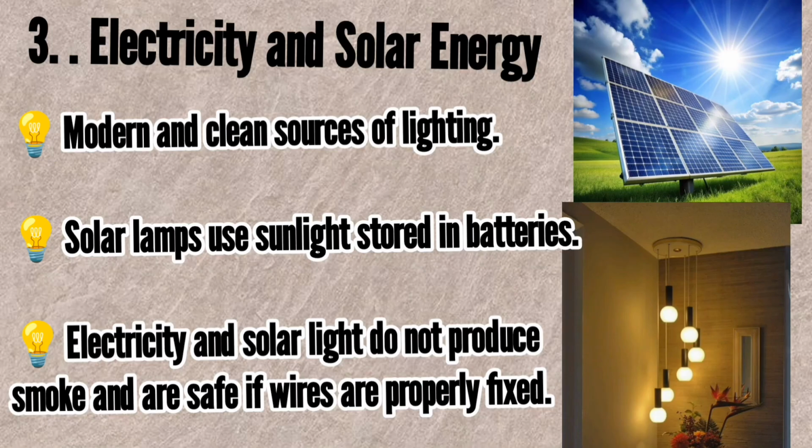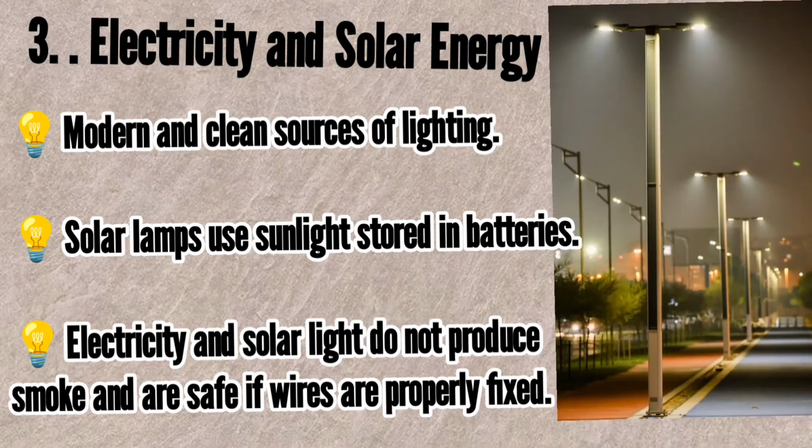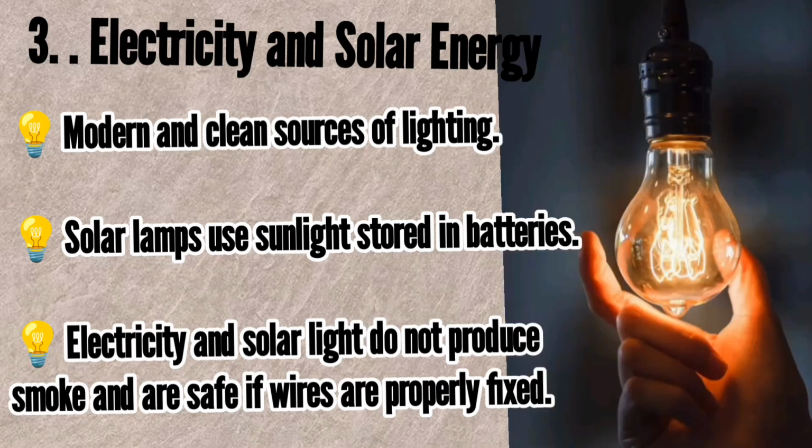Electricity and solar energy are modern and clean sources of lighting. Solar lamps use sunlight stored in batteries. Electricity and solar light do not produce smoke and are safe if wires are properly fixed.